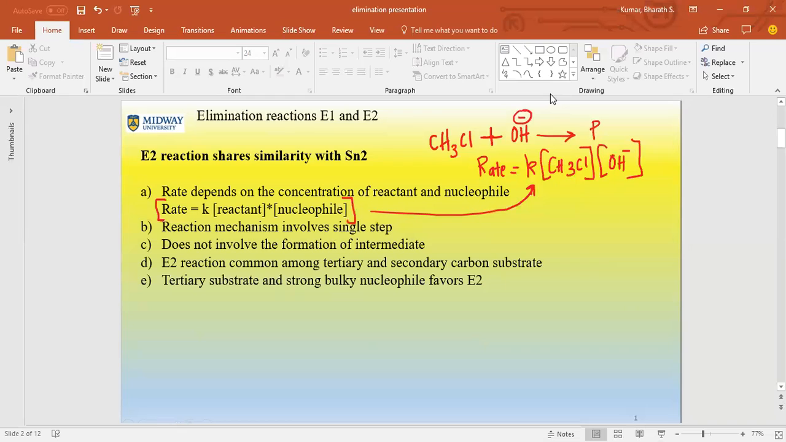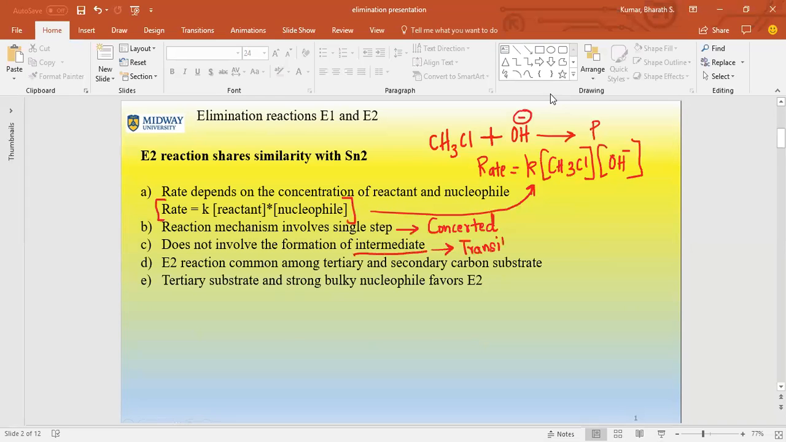And the reaction mechanism involves a single step. That is, it's a concerted reaction. Remember, everything happens all in one go. As the nucleophile attacks the carbon containing the leaving group, or in other words, as the nucleophile is getting attached to the carbon substrate, the leaving group is exiting at the same time. Okay, it does not involve the formation of an intermediate. That's one of the major differences between E2 and E1, similar to SN2 versus SN1. Okay, it only involves the formation of a transition state.